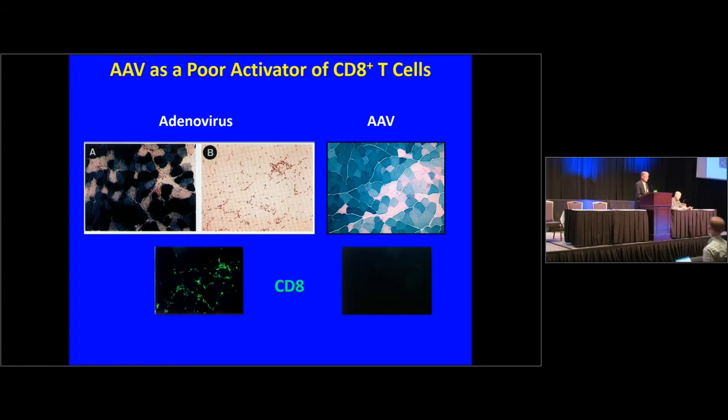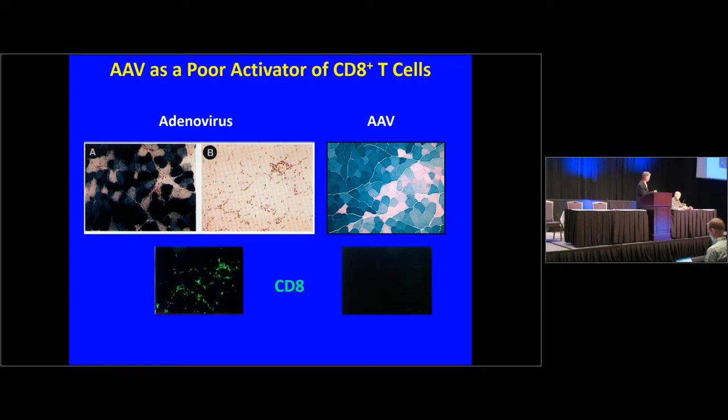In terms of subsequent antigen-specific responses to the AAV vector or its transgene, well, AAV actually became popular in the mid-90s as a vector for in vivo gene transfer precisely because, in contrast to the prevalent adenoviral vector that was used at the time, AAV was such a poor activator of CD8+ T cells.